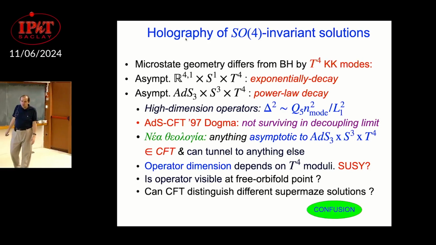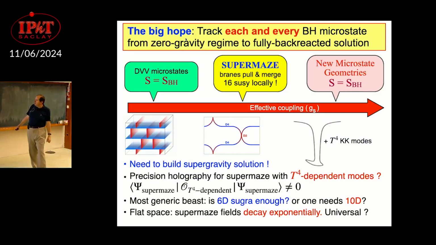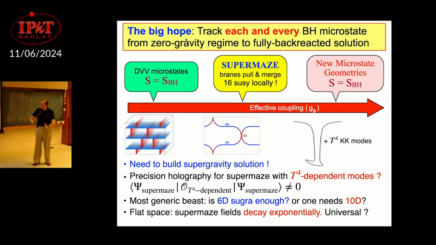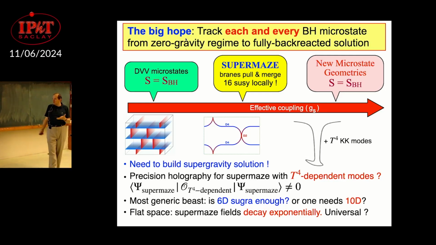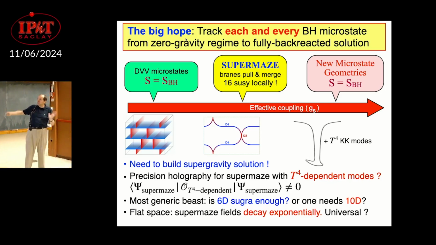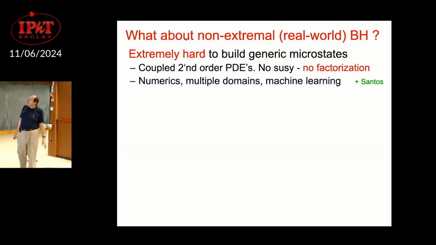And again, that's a confusion I have. So the hope of this is that, again, you can take D1D5 microstates, you look at brane interaction, you see the branes pool and merge 16 supercharges locally, you turn on back reaction, and you'll have, again, some microstate geometries which have T4 KK modes and big bubbles and so on and so forth. Again, do you need 6D supergravity, 10D supergravity? I don't know, but this is the way to track the entropy. So this is, again, the big hope in this thing.